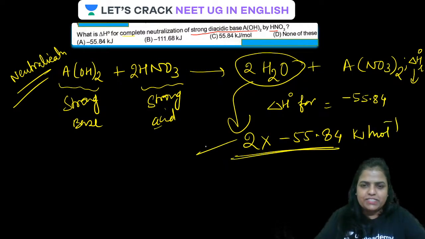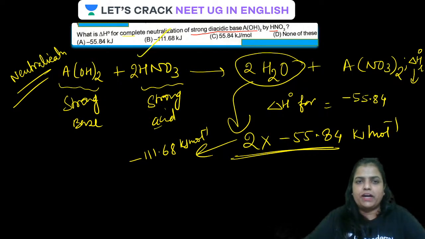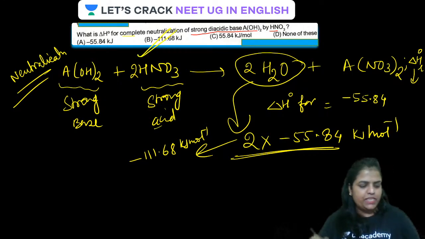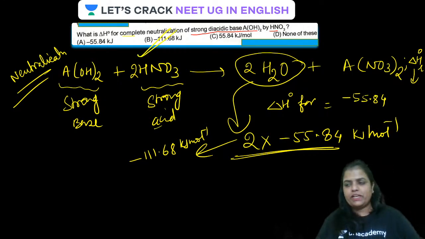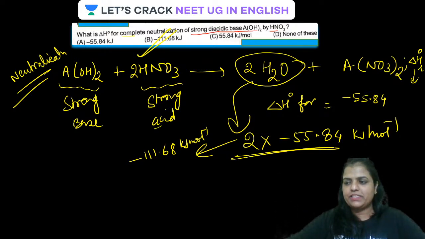Is this clear, guys? The value is coming around minus 111.68 kilojoule per mole. So which is the correct answer? B is the correct answer. All clear? Are you getting this straight away here?